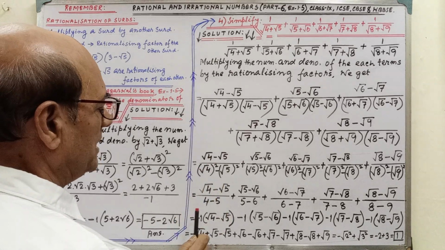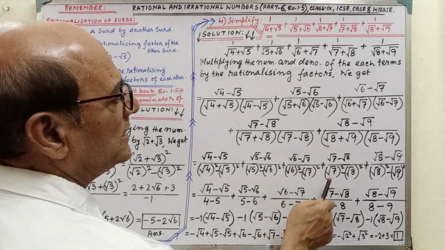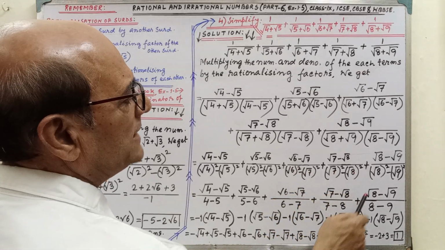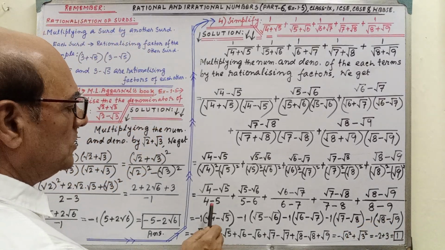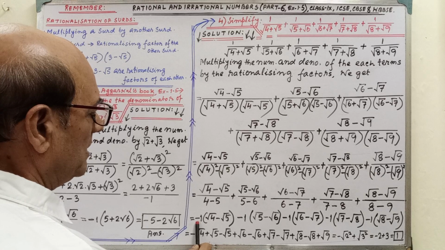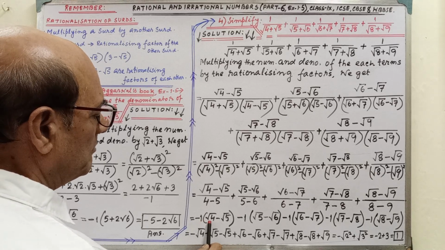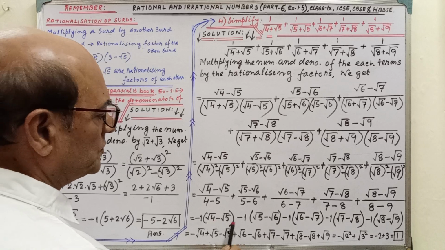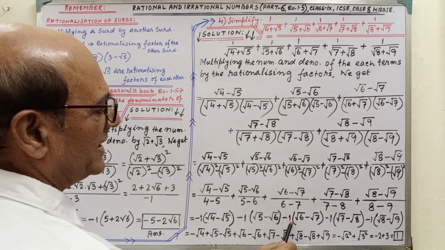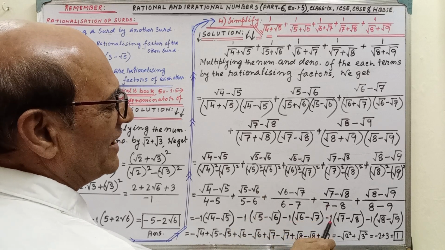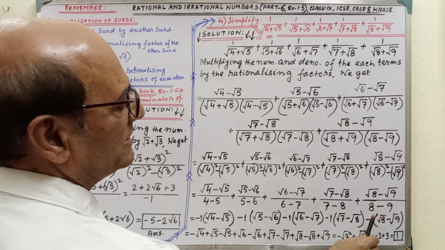Root and square will be eliminated. So 4 minus 5, 5 minus 6, 6 minus 7, 7 minus 8 and 8 minus 9. Now 4 minus 5 is minus 1. Minus 1 we are writing first, then into root 4 minus root 5. Here also minus 1, then root 5 minus root 6. Here also minus 1. In all the cases, we are getting minus 1.